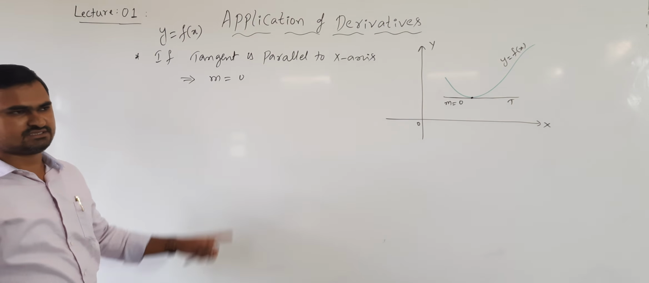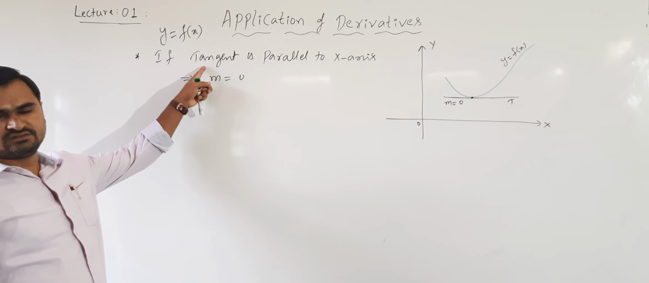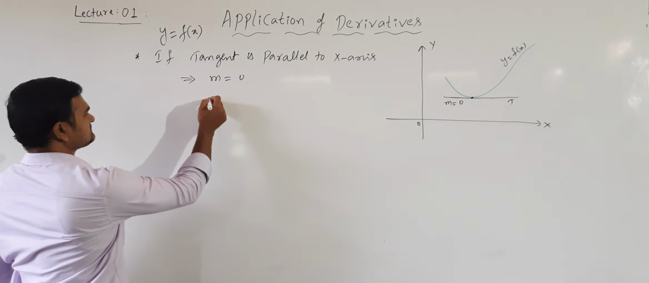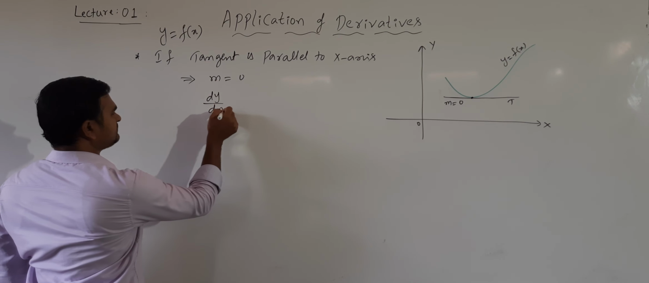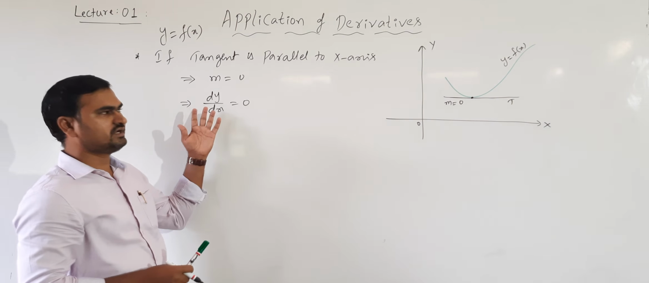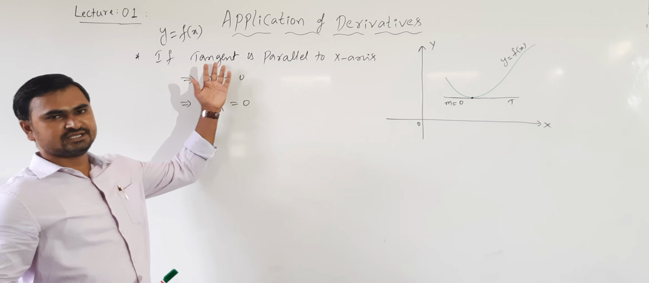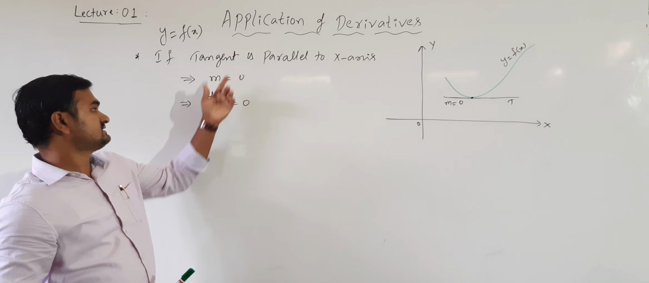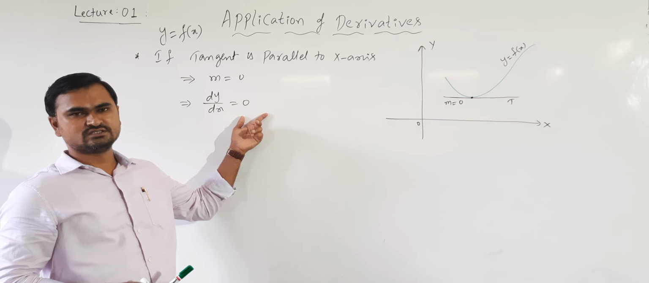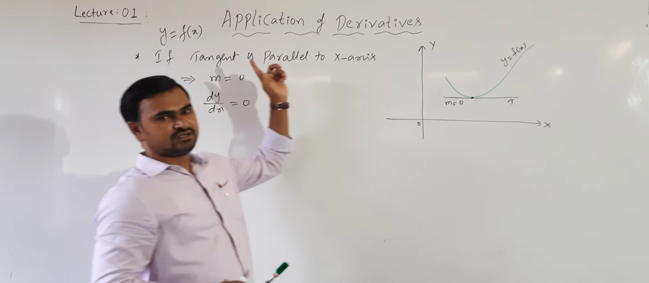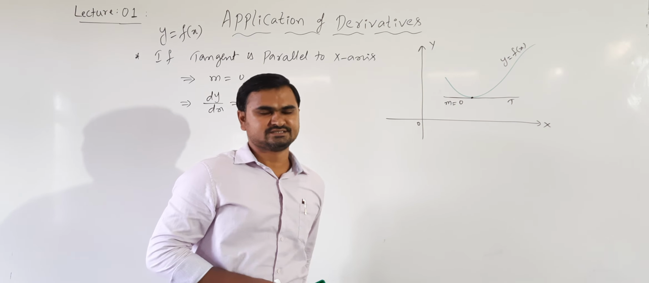m is 0 means what? We know that the slope of tangent is given by dy by dx. So its derivative must be 0. Whenever the derivative is 0, we can say that the tangent is parallel to x-axis. So this is the condition for the tangent which is parallel to x-axis.